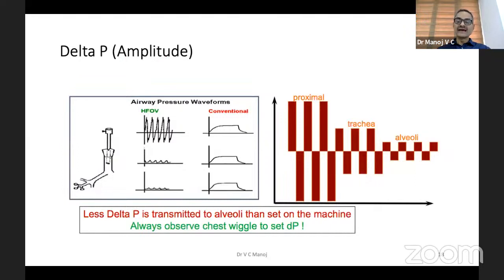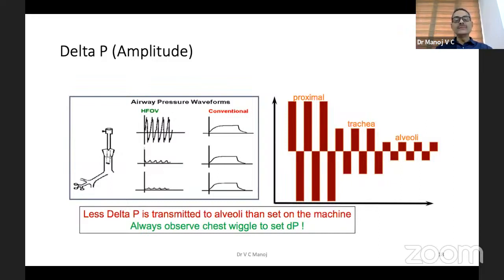So before that, just remember, amplitude or delta P, what you set on the ventilator will not be the one that is delivered to the alveoli, because there is attenuation. So whatever you set will reduce. So how do you make sure? Because unless you deliver enough amplitude, HFO will not work.